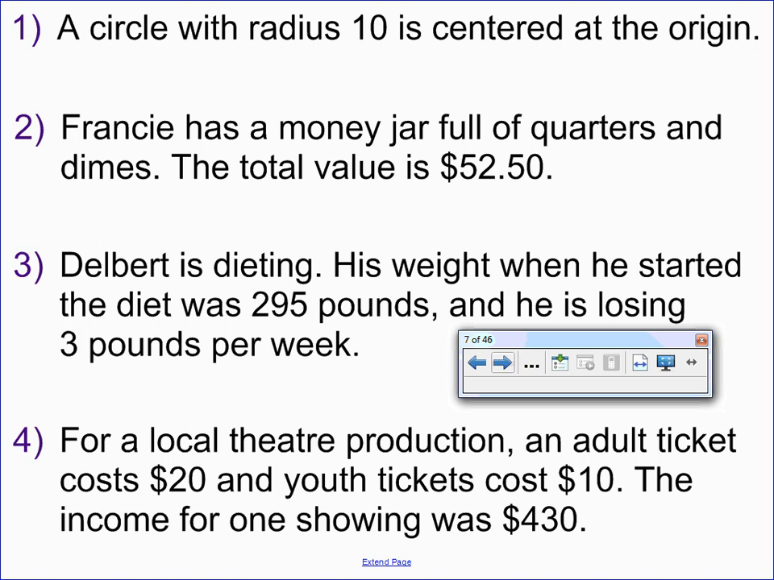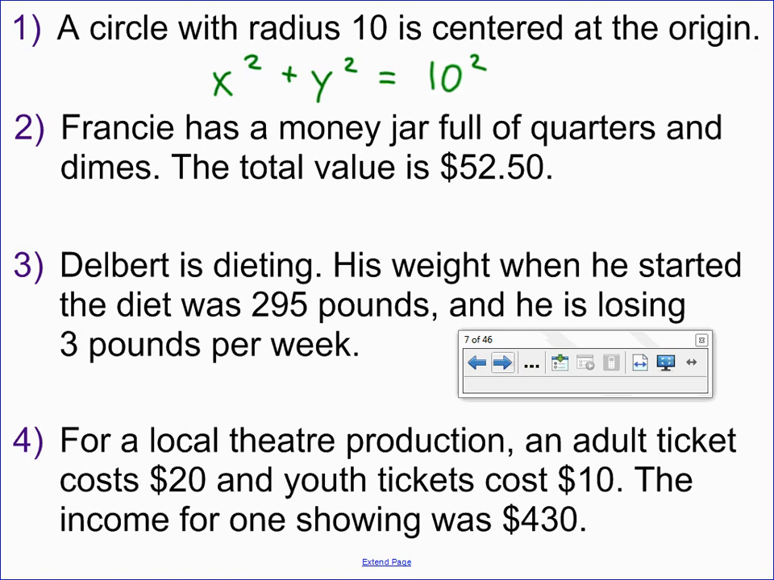So a circle with radius 10 is centered at the origin. What equation would represent that relation? Tess? X squared plus y squared equals 10. The standard form for a circle is x squared plus y squared equals r squared, where r is my radius and x comma y is any point on that circle. Excellent. Raise your hand if you got x squared plus y squared equals 10 squared or 100. Good job. So that's the standard form of the equation of a circle.